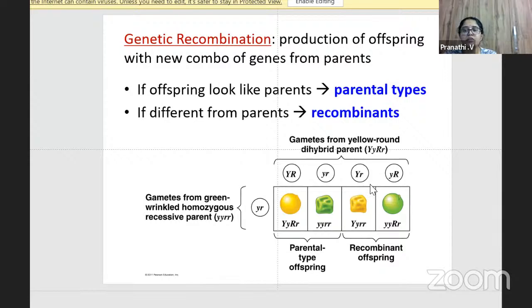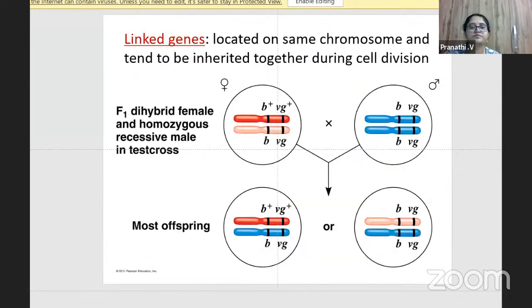So recombination will give you the offspring. If it looks like the parents, it's known as the parental type. If it is different from the parents, then it is a recombinant. So, linked genes: a dihybrid female and a homozygous recessive male. When you do a test cross, you're going to get the results as such.